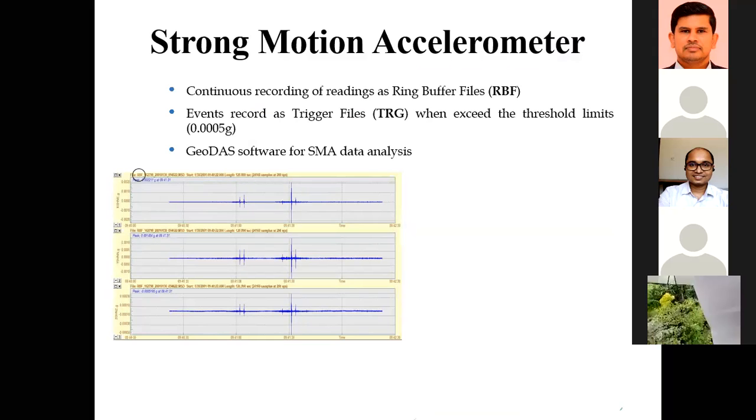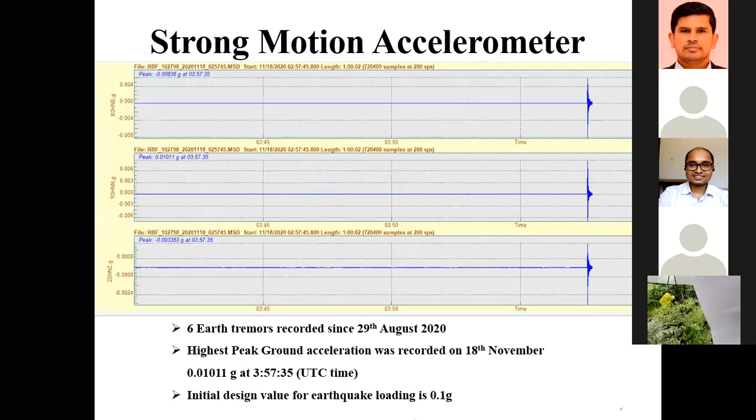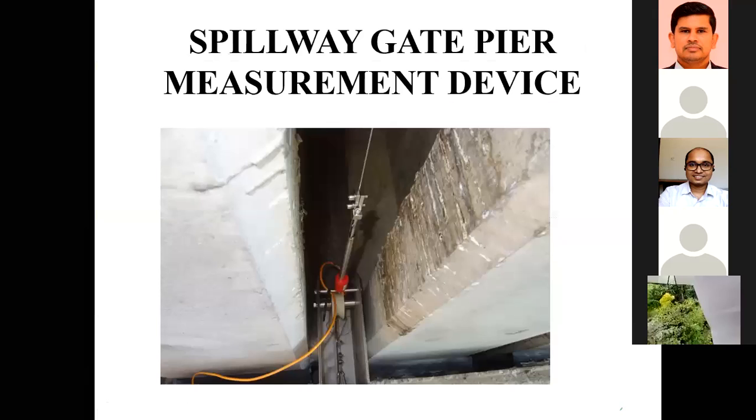We can measure up to that kind of accuracy, 0.0005 G accuracy. This is a very sensitive instrument. You can see how the data have been received. You can see here 6 earth tremors recorded since 29th of August, and the highest peak acceleration was recorded on the 18th, about 0.01 G, and we can compare with the design earthquake loadings.